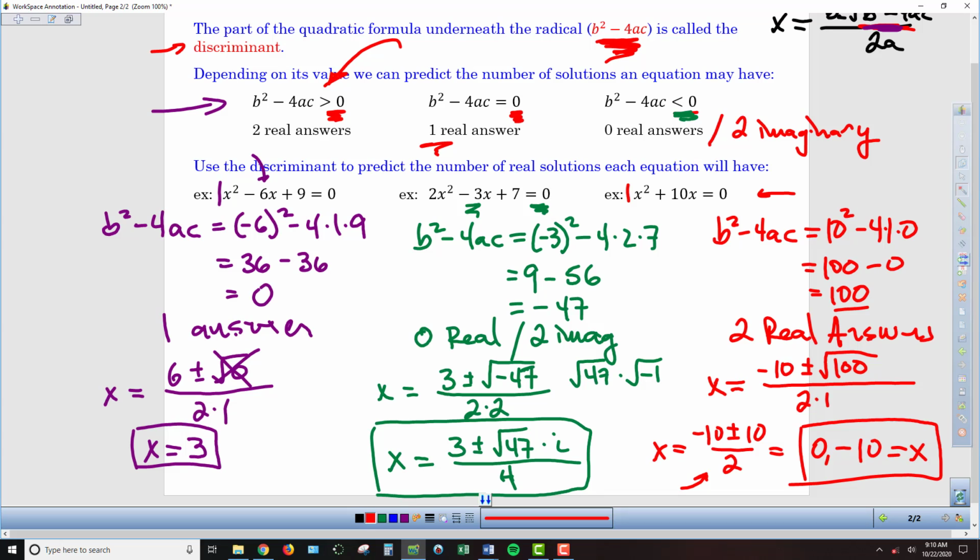So again, the discriminant is used to determine, to predict how many and what kinds of answers we're going to get. If it's positive, we're going to get 2 real answers. If it's 0, we're going to end up with just 1 answer. And if that b squared minus 4ac is negative, then we're going to have no real answers, and instead we're going to end up with 2 imaginary results.